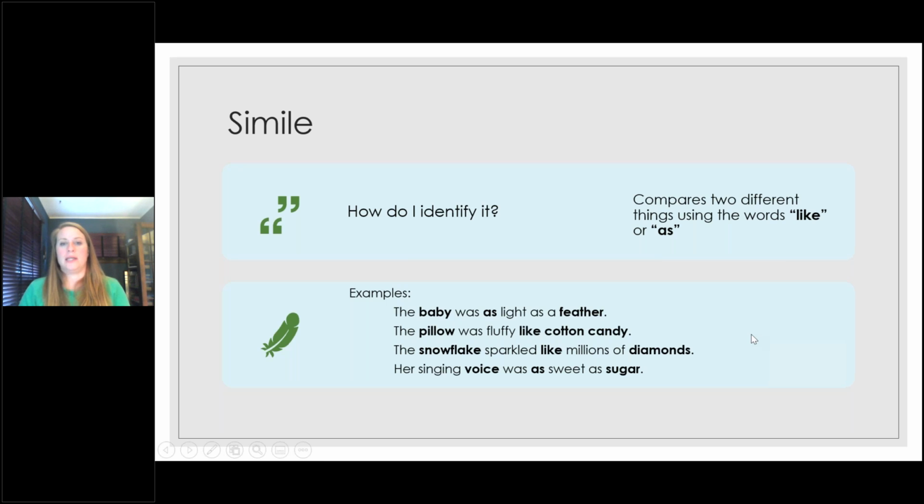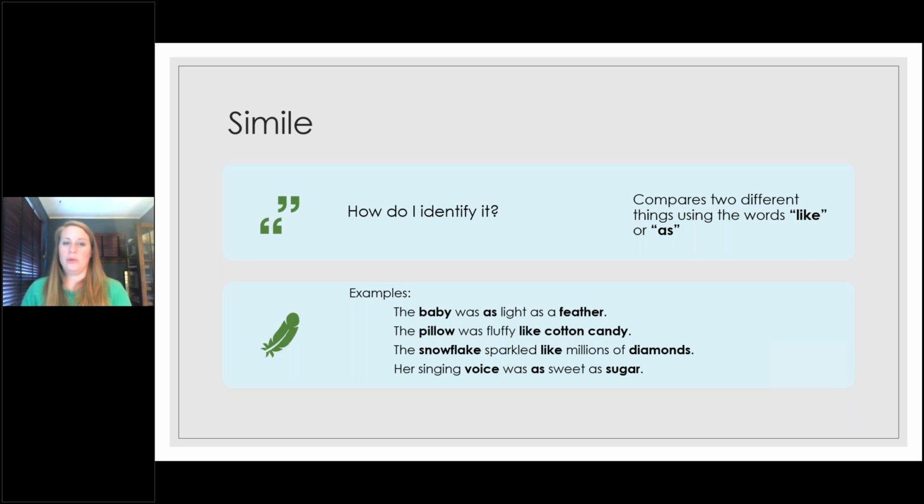The baby was as light as a feather. Now, babies are alive and feathers aren't, but we're going to compare them with this word as in the middle so that we can imagine picking up a baby and it being so lightweight that it's as if we were just holding a feather in our hands. It gives us a good picture in our mind, so we know that that baby was really light versus being kind of a chunky baby.